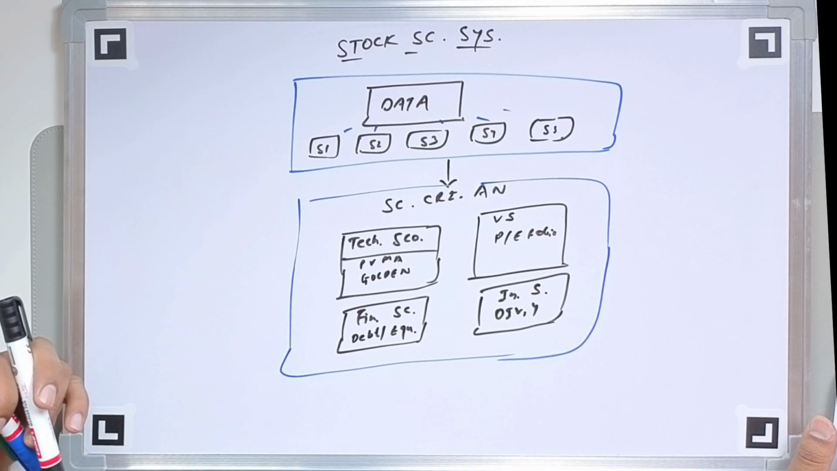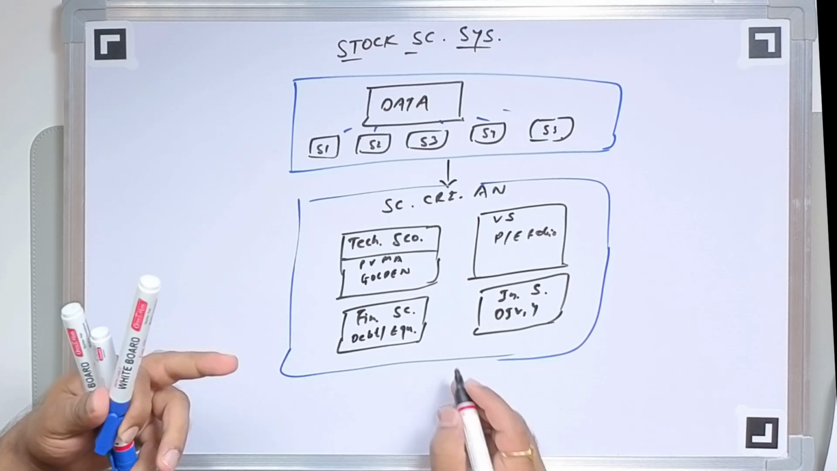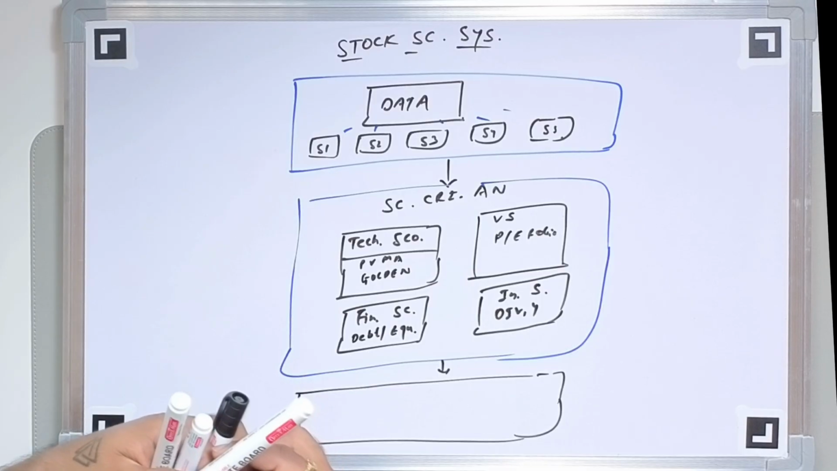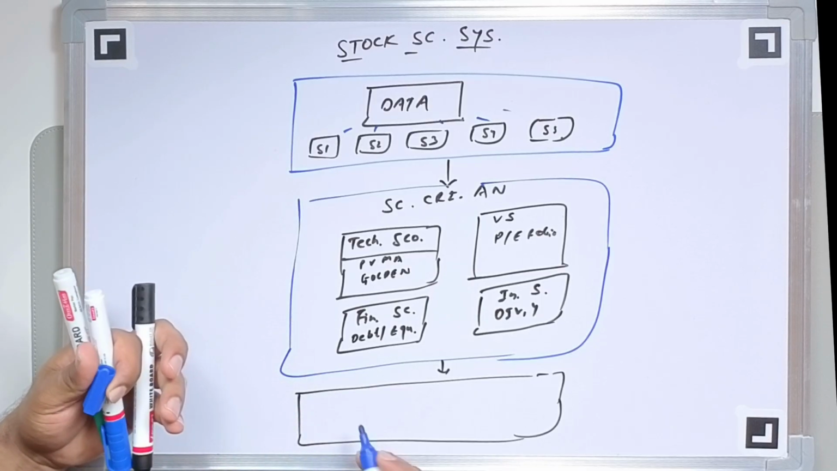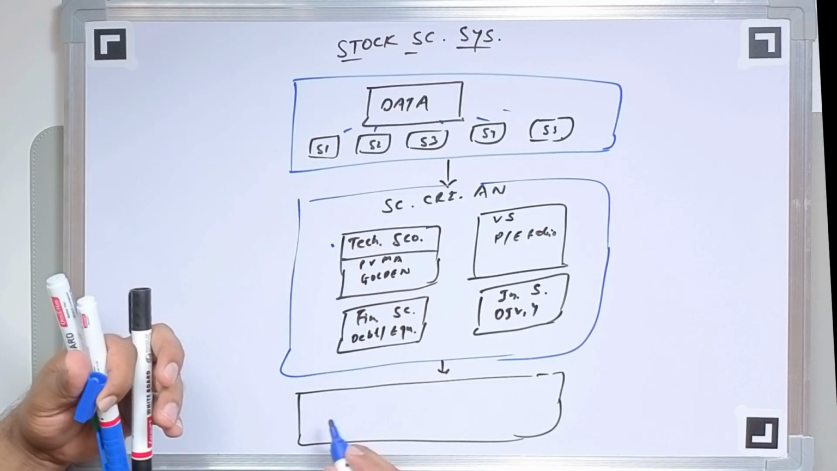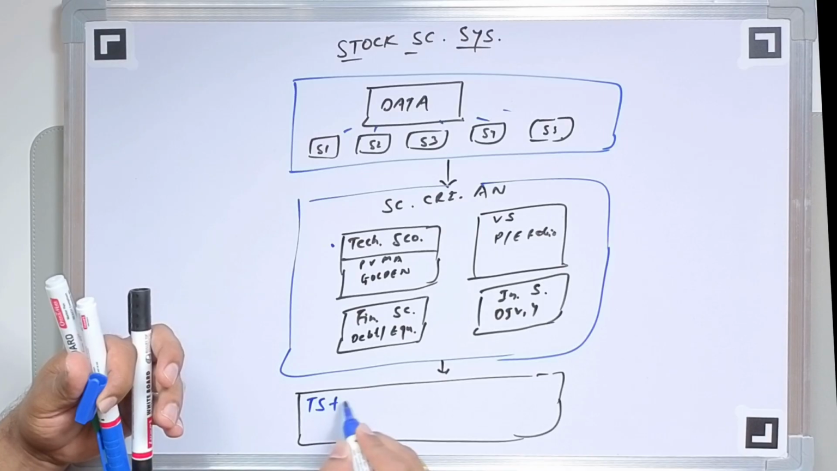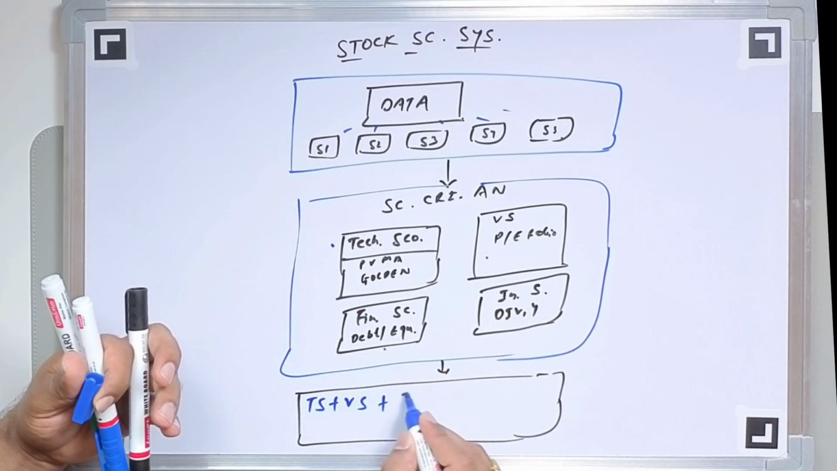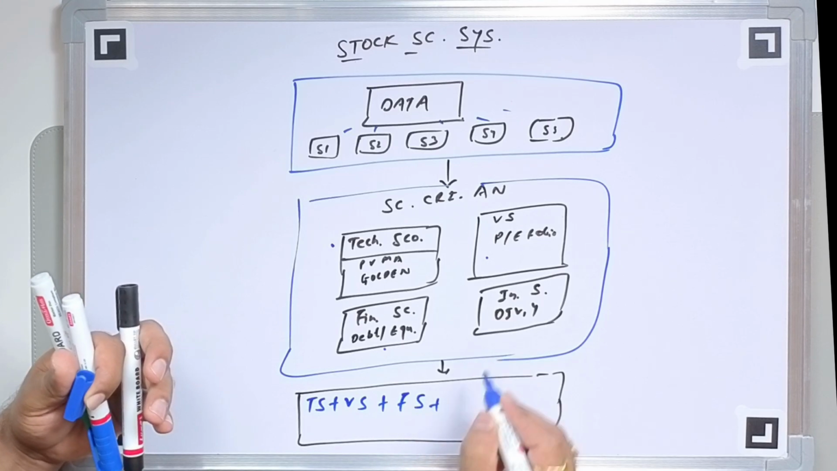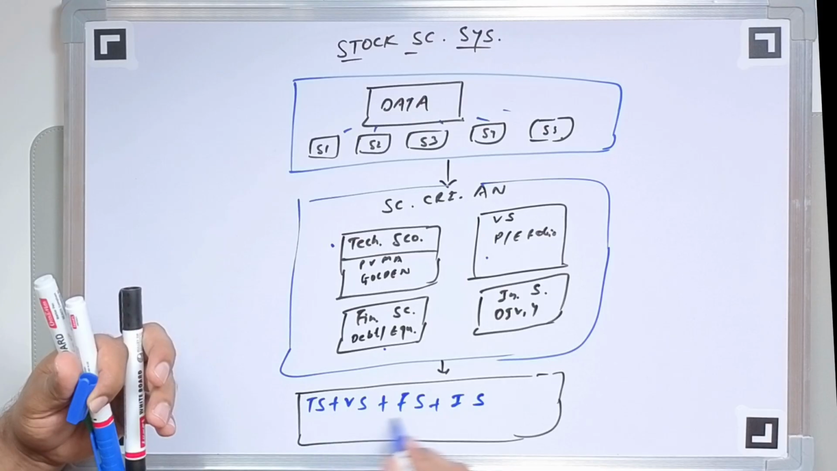Then we'll be having total score calculation, right? So in this total score calculation, what can we do? We can just add the various scores. So technical score plus this value score plus this financial score, and then this income score, right? So it will become our total score.